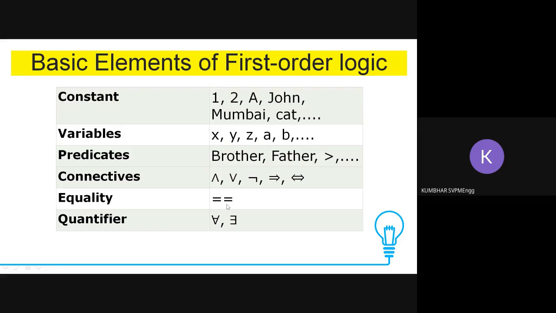Again there is an equality element. We can show that two FOL statements are equal, and quantifiers, as we have seen, all and some. So remember these basic elements of first order logic: constants, variables, predicates, connectives to form a compound statement, equality to check whether two statements give the same result, either true or false, and the quantifiers where we can represent all or some.